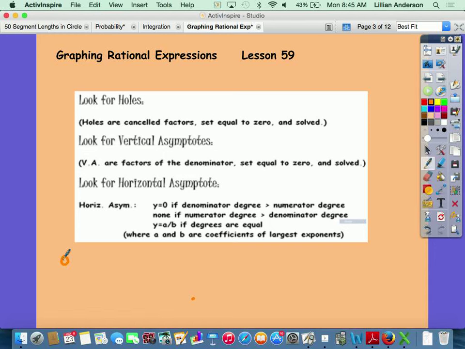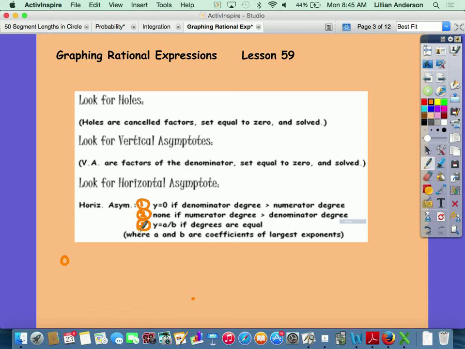Okay? Now, horizontal asymptote, this is a new one. We haven't talked about this before. But there are 3 different scenarios for horizontal asymptote. The first, you'll have a horizontal asymptote of y equals 0 if the denominator degree is greater than the numerator degree. Your second situation is you won't have a horizontal asymptote at all. That's if the numerator degree is bigger than the denominator degree. And the last of the situations for a horizontal asymptote are y equals a over b if the degrees are equal. A and b are the coefficients of the largest exponent.